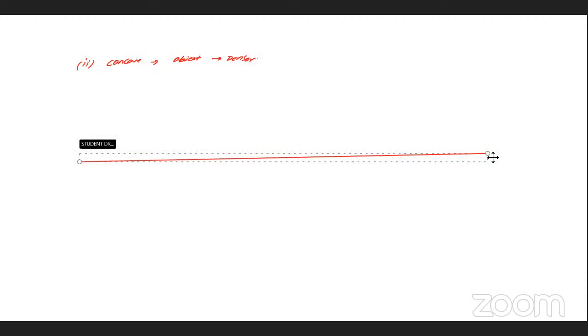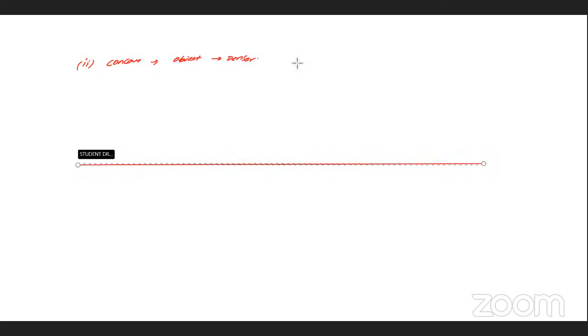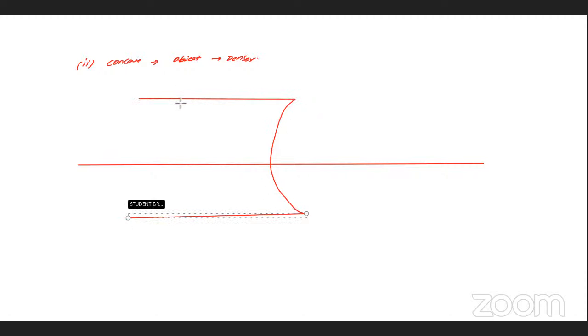So let's see the picture. This is your principal axis, and I'm just taking a concave surface. This is your concave surface, and this is your denser medium. The denser medium has refractive index mu2 and the rarer has refractive index mu1. This is the center of curvature C, and this is your pole.